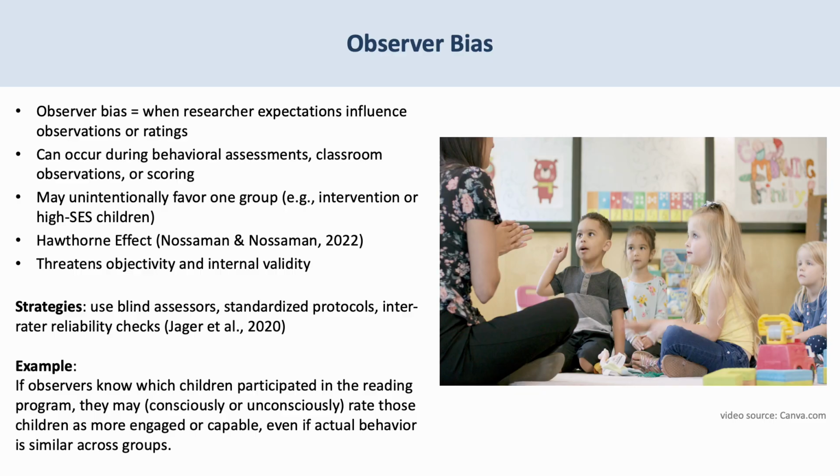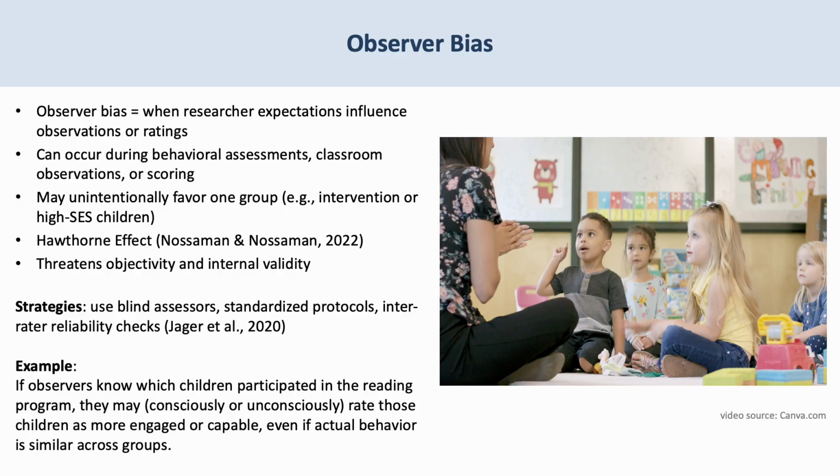There's also something called the Hawthorne effect, which happens when participants change their behavior simply because they know they're being observed. So in our case, a child might appear more focused or cooperative during an assessment, not because of the reading program, but because they're aware someone is watching them. And this can blur the true impact of the intervention.